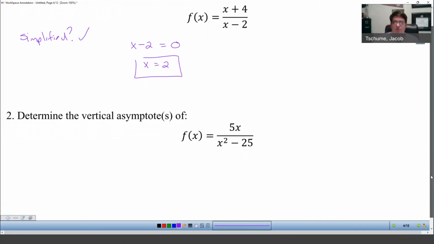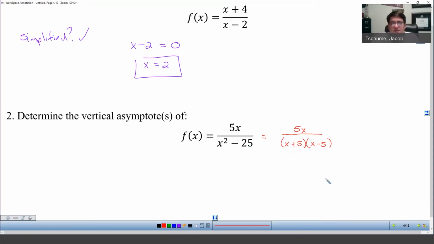Let's look at a second example. Number 2: if f of x is 5x over x squared minus 25, what are the vertical asymptote or asymptotes? Well, on this one, there actually is some factoring that we can do. The 5x does not simplify, so I will leave that alone. But x squared minus 25 can be factored using difference of squares into x plus 5 times x minus 5.